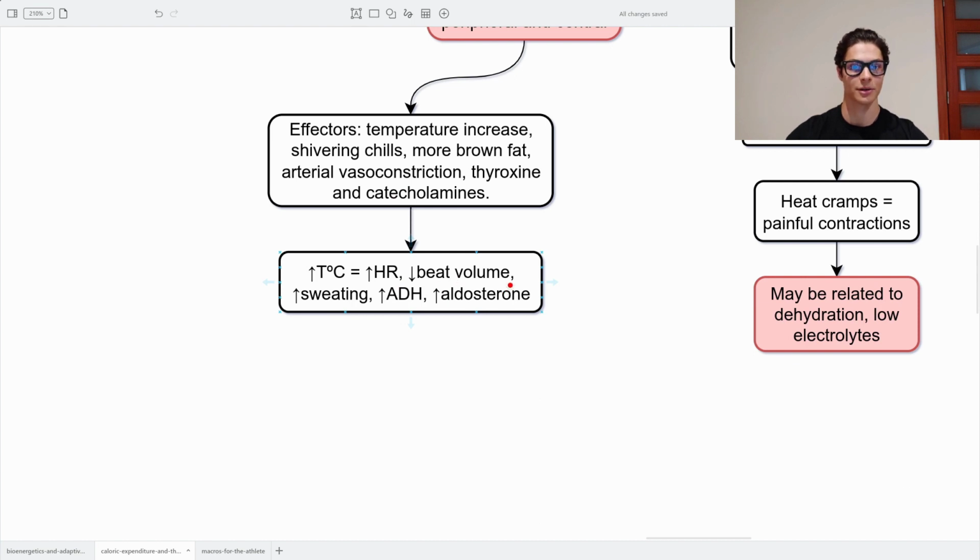Remember the cardiovascular drift. If we increase a lot the heart rate, we are not going to be able to increase the beat volume. There's not enough time to actually fill the heart that much. Then higher temperature is also correlated with higher sweating, higher ADH, antidiuretic hormone, and higher aldosterone.